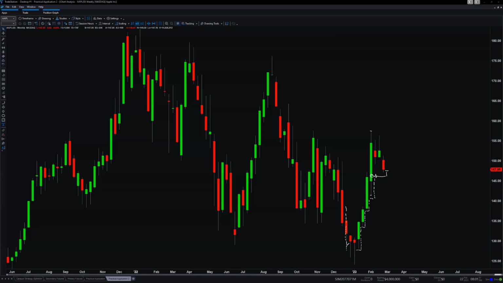So I have a drop, I have a base, and I have a rally. And now I have isolated the base, and now I could wrap my lines around the basing candles. So step one is find and identify the leg out.